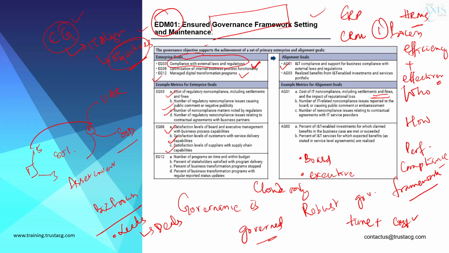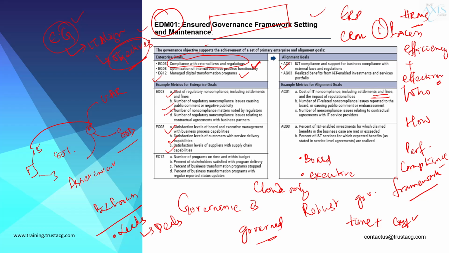And finally, there is another goal as well. This particular enterprise governance objective will be meeting, and that would be around realized benefits from IT enabled investments and service portfolio, right? Now, this particular goal is about value realization, ensuring that IT investments deliver what they have actually promised. Now, there are certain metrics that could be associated with this as well.